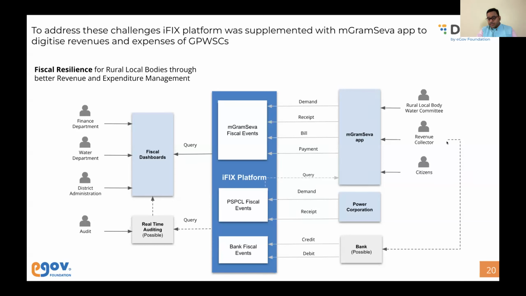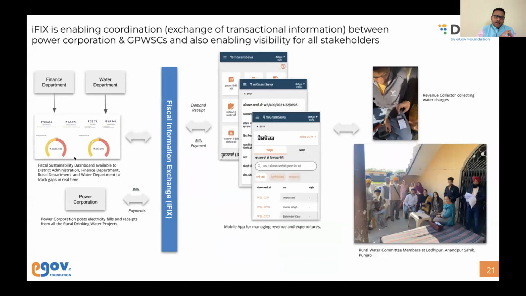One thing that is possible is sometimes the revenue collectors do receive payments in cash from consumers. So if we have bank integration, that is possible, we also have bank fiscal events that can be defined and thus enable real-time auditing as well. And the same data can be pushed through the dashboards. So this is pretty much how iFix with the mgram seva application in Punjab is enabling better coordination and visibility among all the stakeholders. These are some of the screenshots from the application.